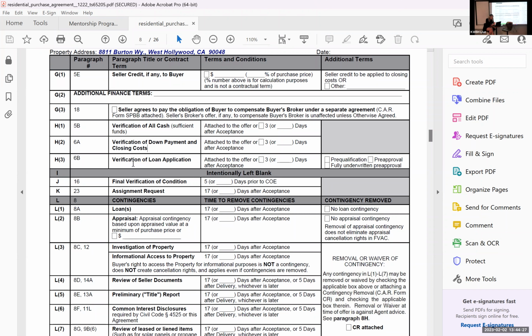All right, so that's item H3, verification of loan application, which the way our contract is written is attached to the offer. Why? Because if your buyer is purchasing with a loan and you submit an offer, if they don't have a pre-approval, I have no idea as a listing agent that they've even spoken to a loan professional and have any ability to obtain a loan. Even then, a lot of times pre-approvals are just something a mortgage broker will write based on a verbal conversation. Who knows if the buyer was actually honest with them, that sort of thing.